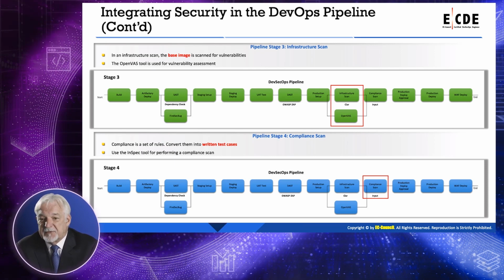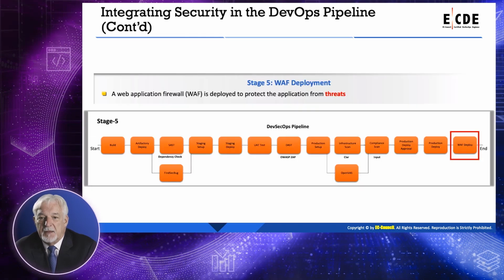Then we come to stage four, the compliance scans. Compliance is a set of rules that we all have to adhere to, either created by regulators externally or by internal rules that exist. And we convert these rules into written test cases. You can use something like the InSpec tool for performing a compliance scan in the environment. Stage five, we talked about the WAF deployment. A web application firewall is deployed to protect the application from threats.